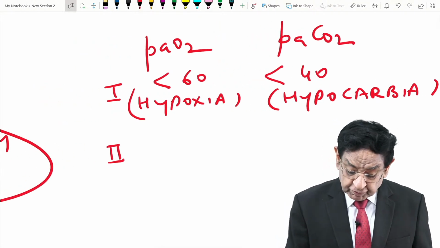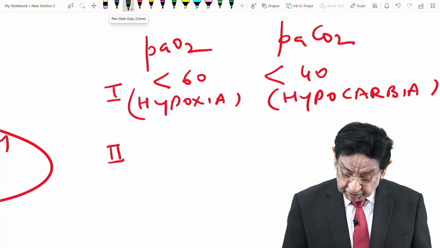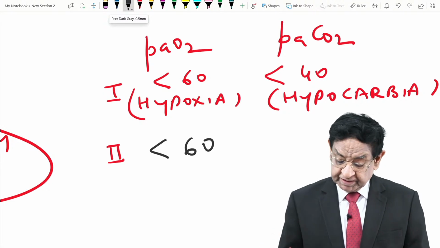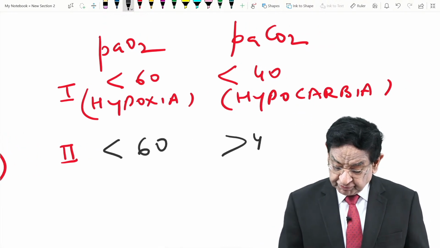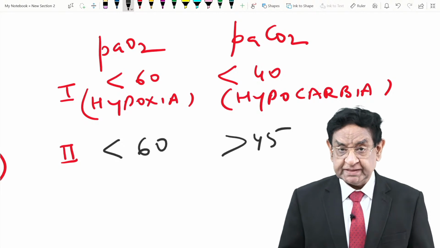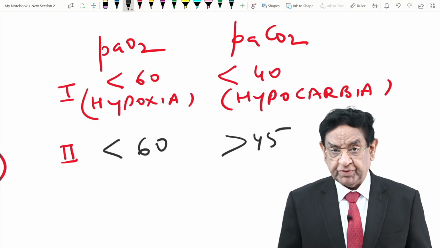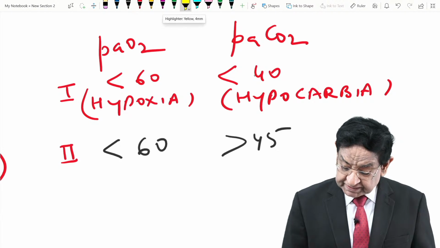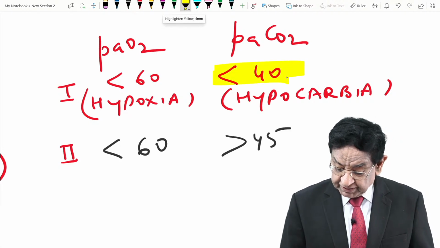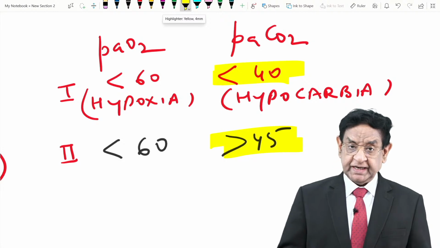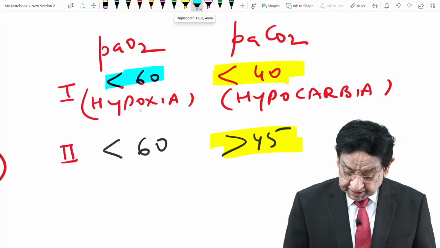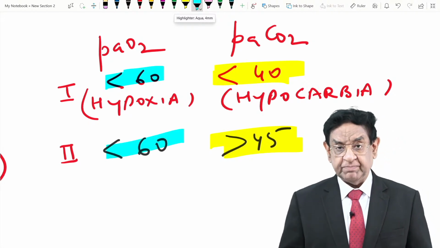But in type 2, hypoxia is there, PaO2 is less than 60, but PaCO2 is more than 45. You remember the normal PaCO2 is between 40 and 45. So the major difference between type 1 and type 2 is the CO2 level, less than 40 or more than 45. But remember, the 60 is common.